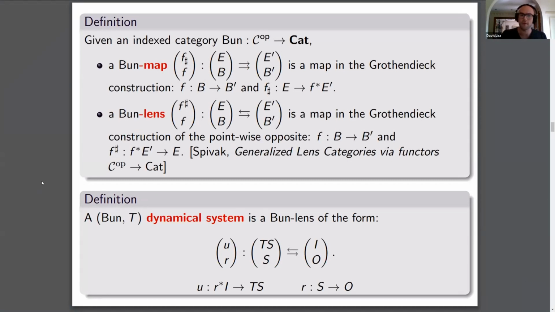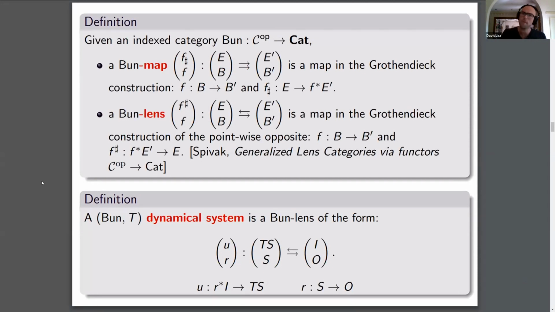And on the right, we have what I will call the interface. It consists of the parameter bundle I sitting over the outputs or observables of the system O. And being a lens means that we have two morphisms of the sort R from S to O, and then U from the pullback of I back over to S into TS.